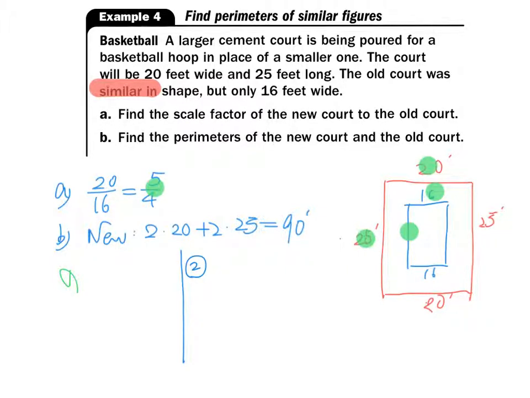If you recall from the theorem we just learned, because we know the scale factor is 5 over 4, and we came up with that scale factor by using the side length, we also know by that theorem that the scale factor also applies to the perimeters. Because I don't know the perimeter of the old court, I use x to represent that, and I simply solve for x. So if you do that, you will find the old court perimeter is 72 feet. Okay? So there are different ways of solving it.